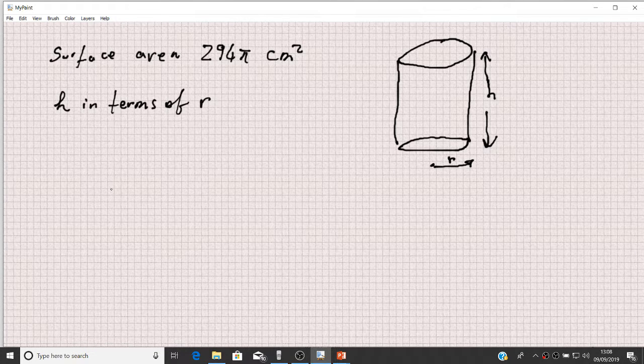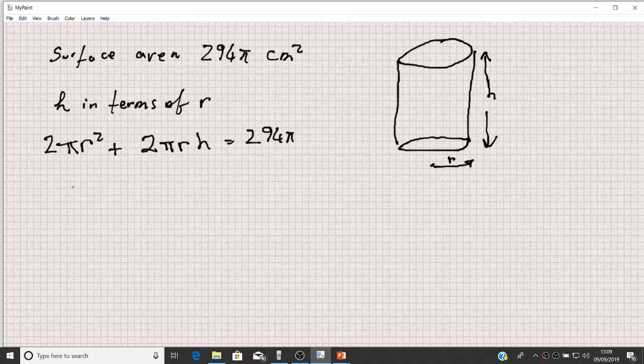So h in terms of r is the surface area: pi r squared, now that's the area of the top. Now we need to take into account the area of the bottom as well. So we have 2 pi r squared plus the area of the sides. Now the area of the sides will be the circumference of the circle, 2 pi r, times h. And we're told that equals 294 pi. So we can easily eliminate h, and we will have h in terms of r.